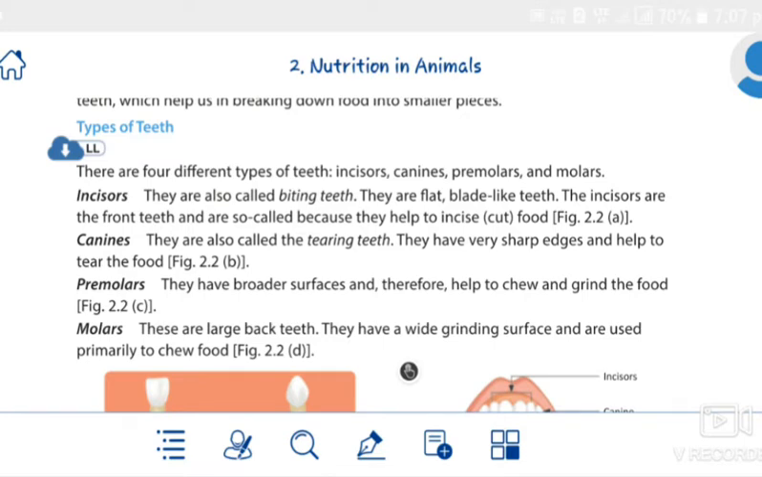So the canines are also called the tearing teeth. These are present on either side of the incisors, 2 in each jaw. Total 4 teeth.